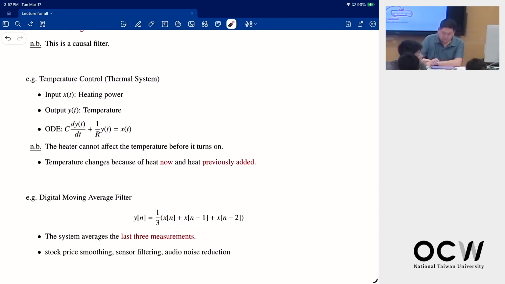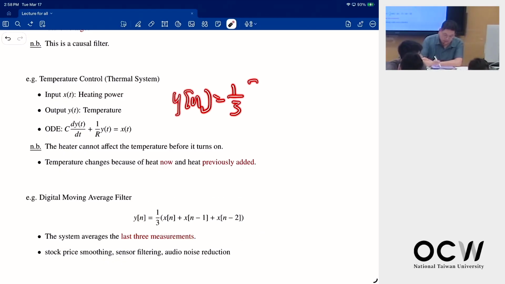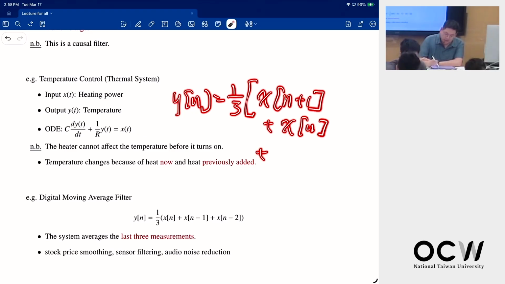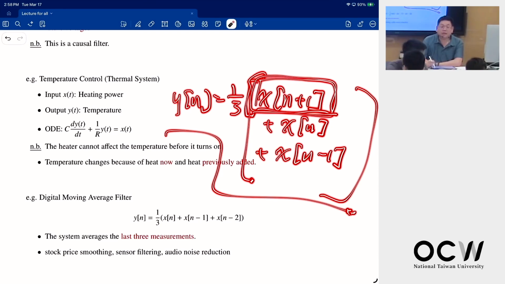Sometimes you may see this in a different form. For this moving average filter, it is x[n+1], x[n], and x[n-1]. This is also another filter. But for this system, the filter is not causal because I have a future input. This may also be used in stock price smoothing, for a different purpose. But this one is causal, here it is not.